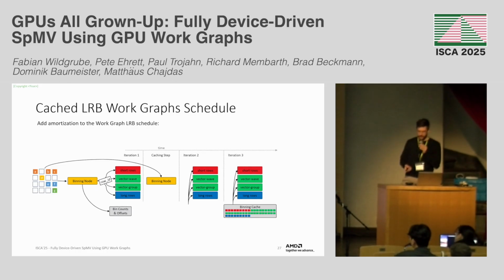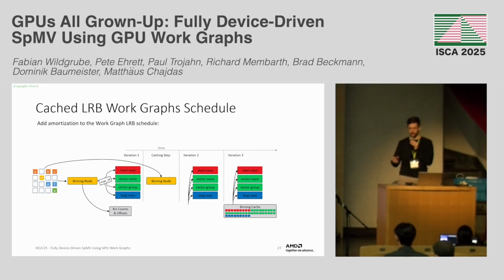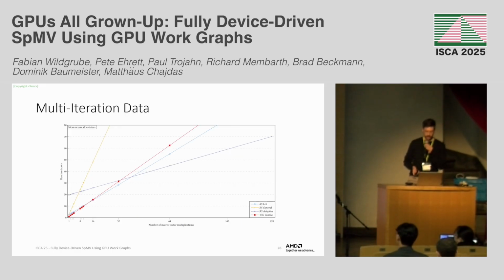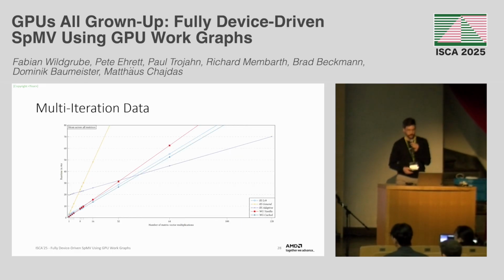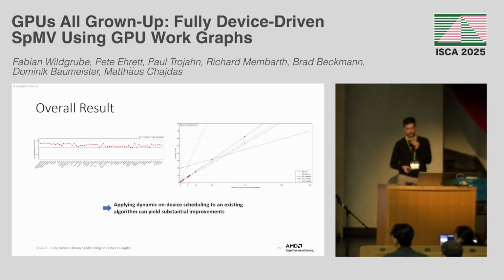So what we've effectively done here is replicate the data structure that the compute version of LRB builds up, but we've done it completely on the GPU, and we have hidden it under the first iteration of the matrix multiply. And that shows in the data. So when we add this version of our work graph here, we see that we consistently outperform the RockSparse compute baseline. So overall, what we glean from this is that by applying dynamic on-device scheduling and cutting out the CPU completely to an existing algorithm without really changing the algorithm at its core, we can yield substantial improvements.